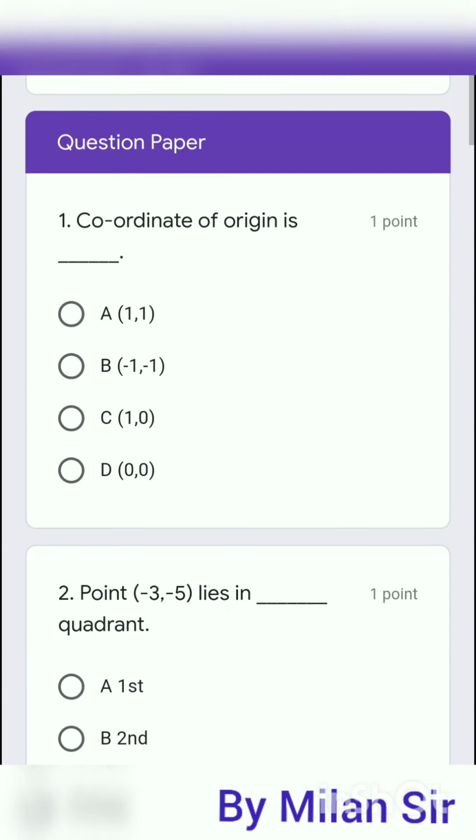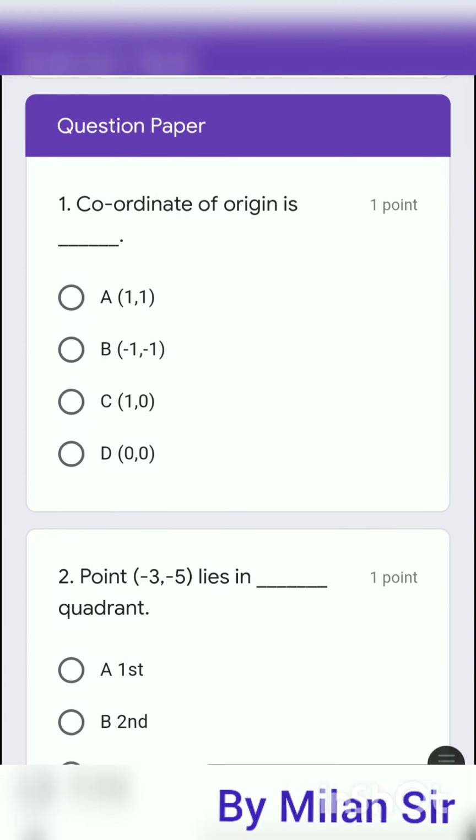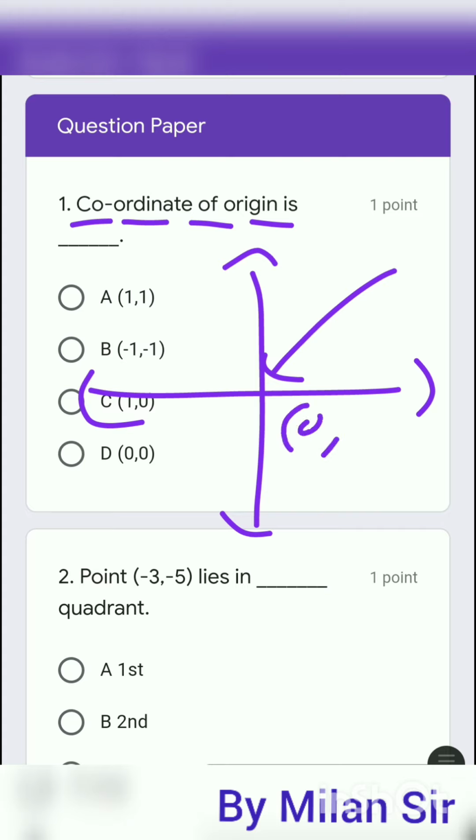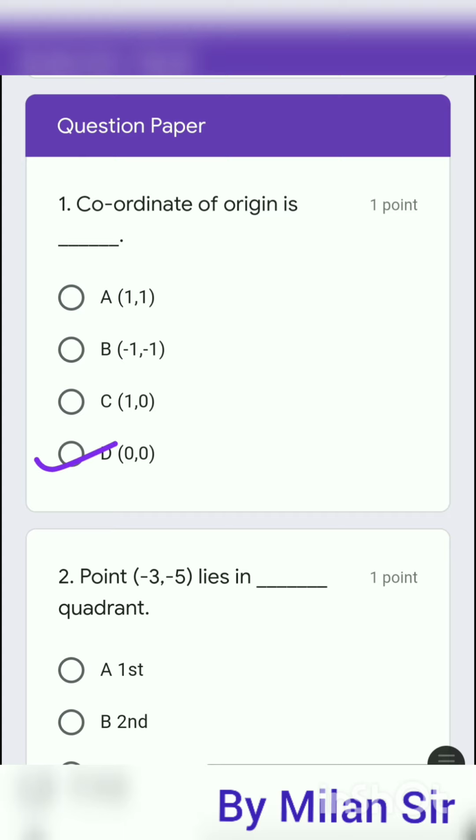Our question number 1 is of 1 mark, and our first question is coordinate of origin. Coordinate of origin in graph. Here we have origin, and coordinate of origin is 0 0. This is the question of chapter number 3. So here our option D is correct, 0 0.